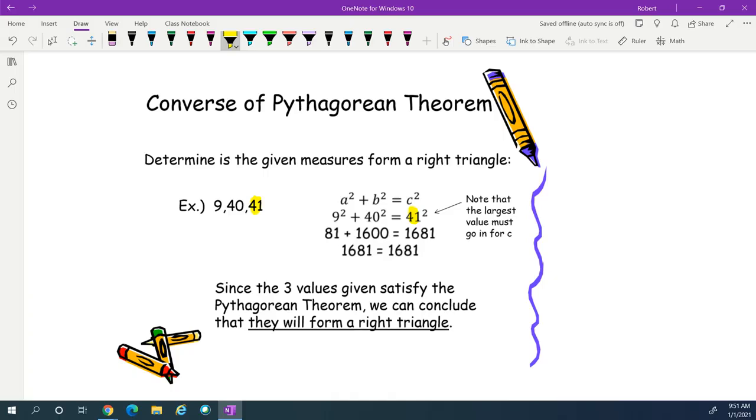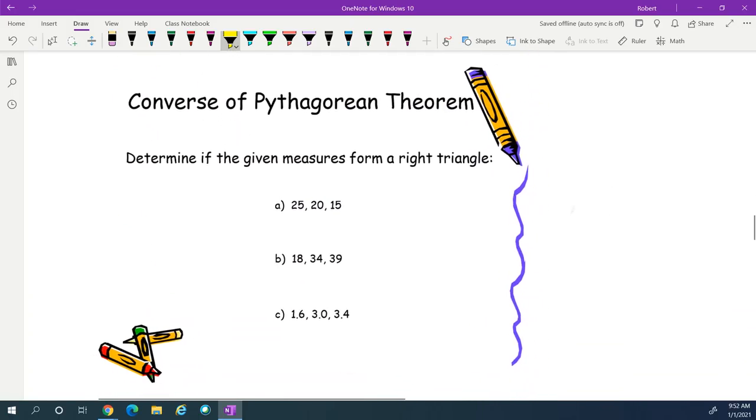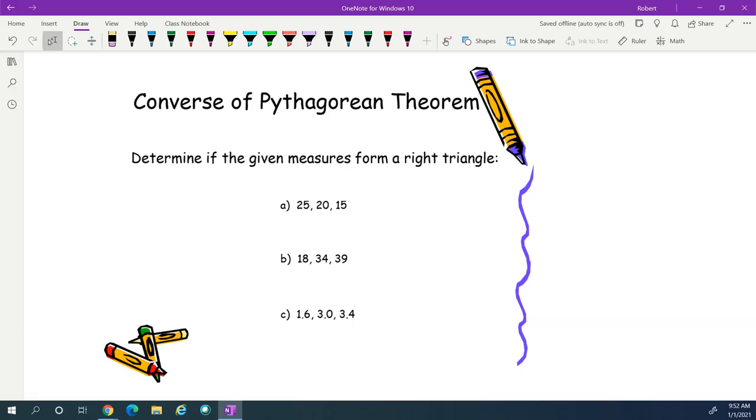If they form a right triangle, great. If not, then we're going to make a determination. Is it acute or is it obtuse? We won't know the exact measurements, but at least we'll know if it's acute or obtuse. Everything we do, we try to add a little bit more information. So let's try just a couple, we'll just do a quick example or two.